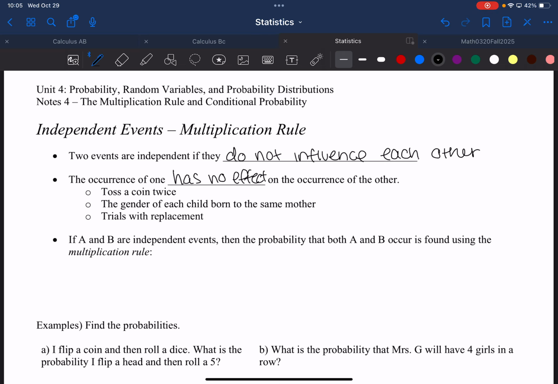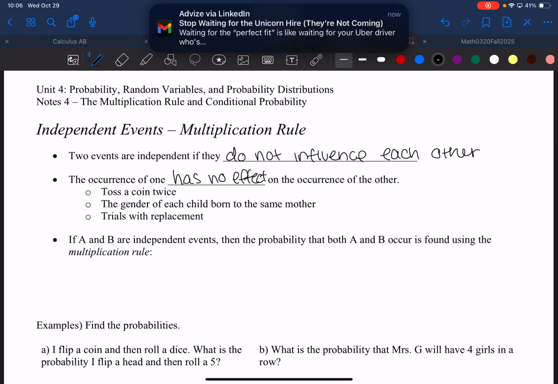For example, if you toss a coin twice, so let's say you toss the first coin, you get a heads. If you toss the second coin, are you going to get tails? Nope, it's still a 50-50 chance. So that means they're independent events. Okay? The next example, the gender of each child born to the same mother. Okay, so I had a son first. Does that guarantee that you have a daughter next?